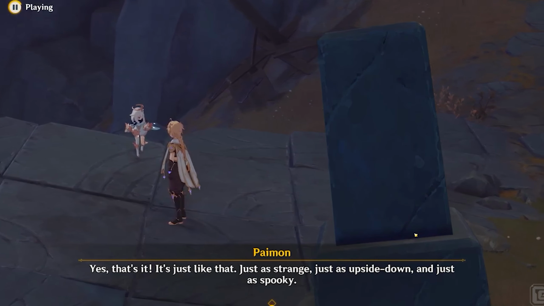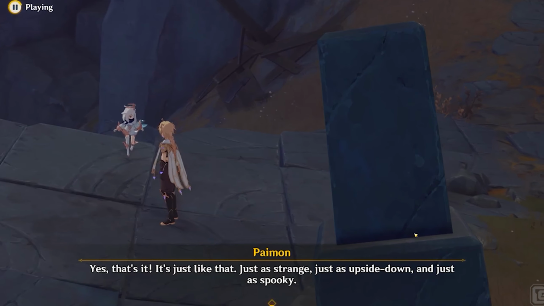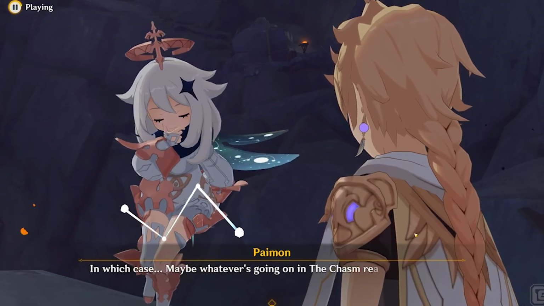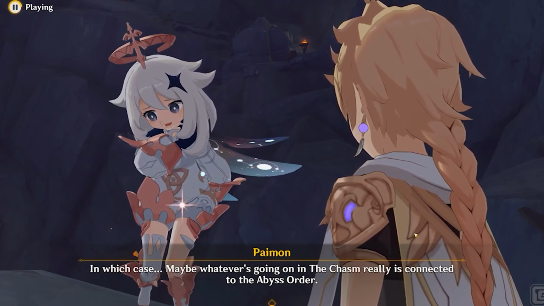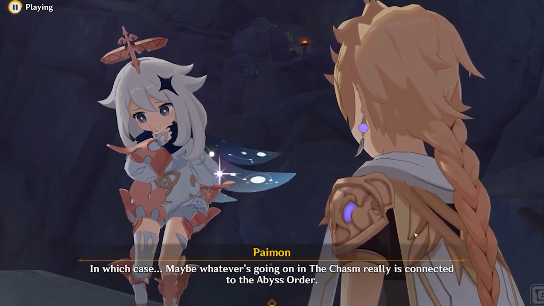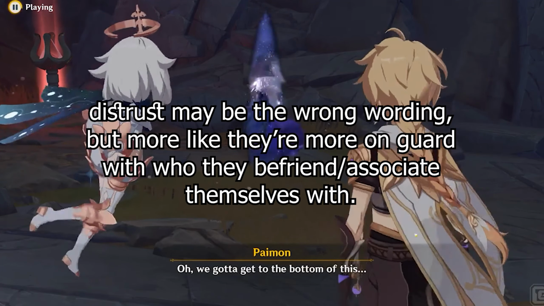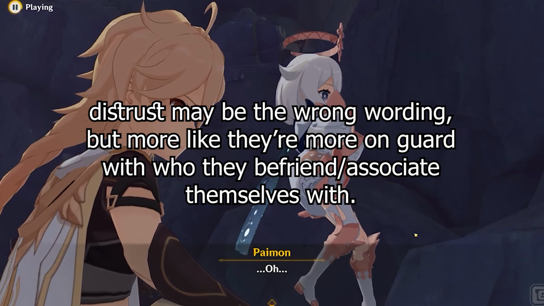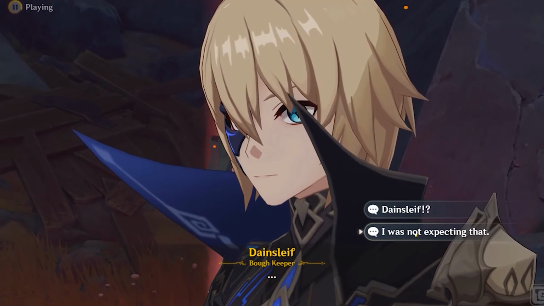The Traveler was very concerned with the fact that Dainsleif just popped up out of nowhere, and even after he explained how he showed up, it really didn't matter to the Traveler, because the Traveler now has this sense of distrust towards Dainsleif, and now it's getting kind of interesting, and I'll talk more about that in a little bit.